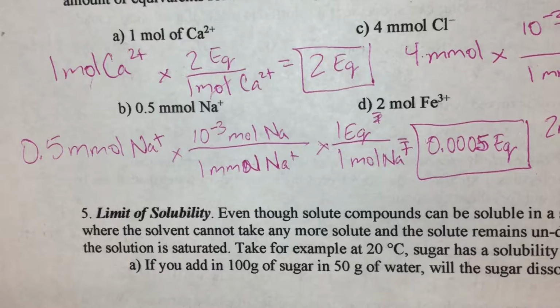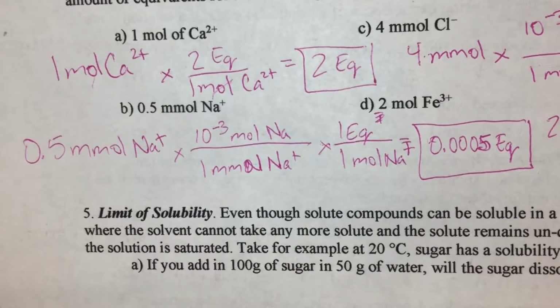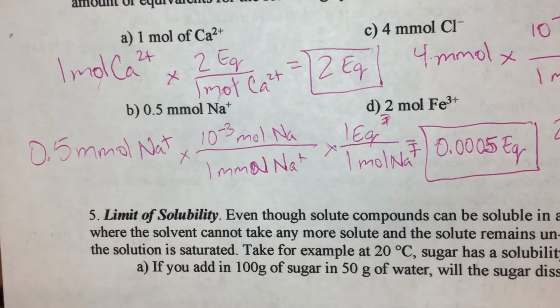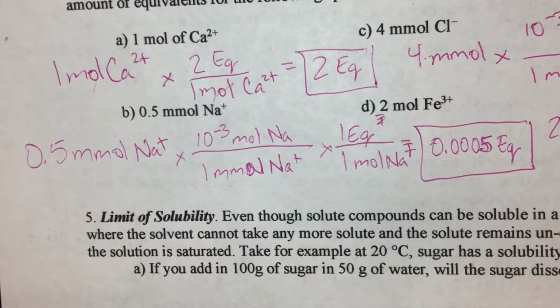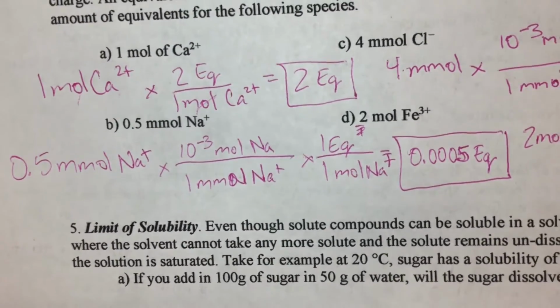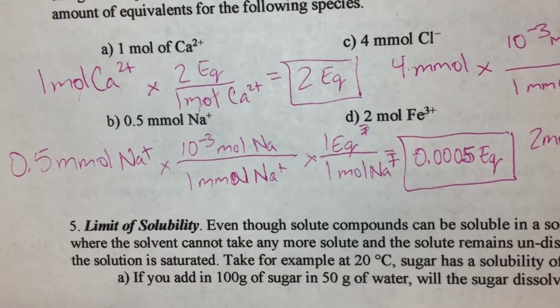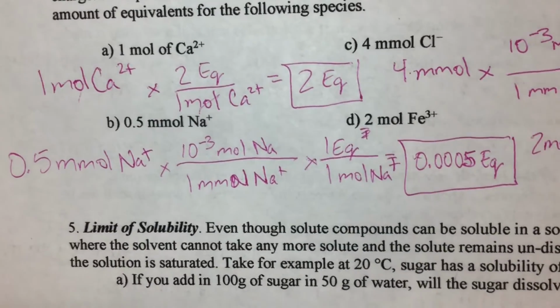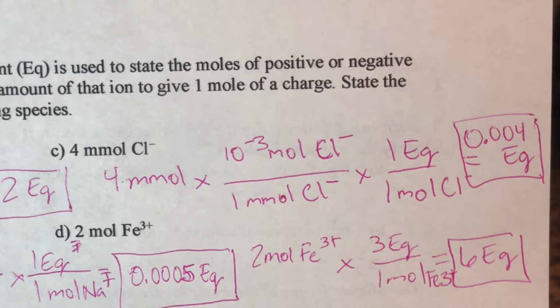Then we're going to use the conversion factor of equality, 1 equality over 1 mole of sodium. We only have 1 equality because there's only 1 positive charge. When we multiply everything out, we are left with 0.0005 equalities.